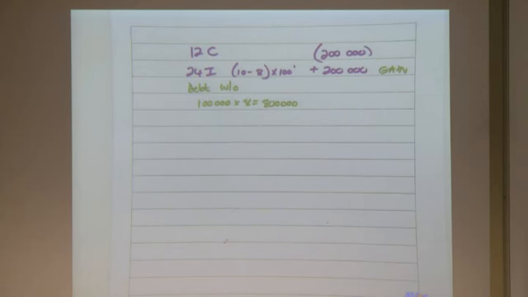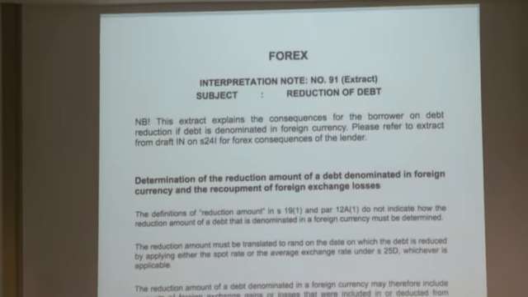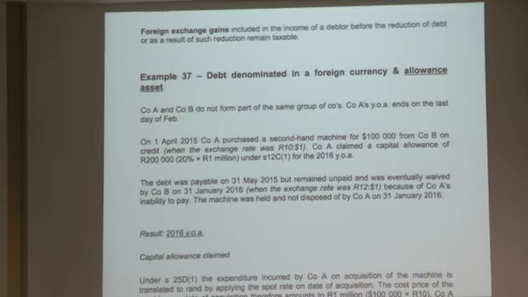Are you following? Is everybody okay? You must please stop me if it's not clear. So the example stayed exactly the same. All that changed was the write-off amount. It remained unpaid and was eventually waived on the 31st of January, and at that point they give you the rate. So at this point it's 8, so it's 800,000.